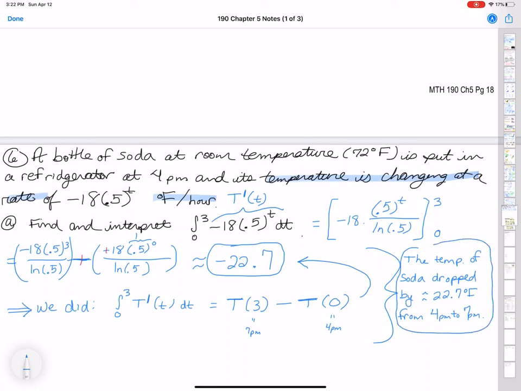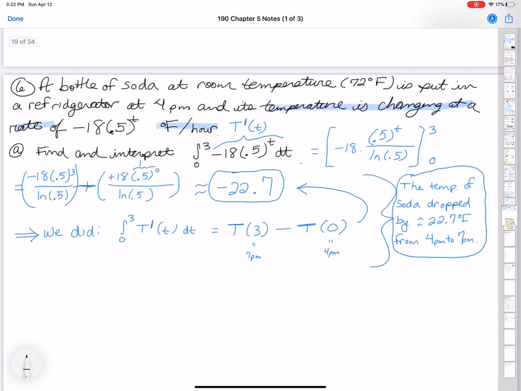Again, this whole notion of the second part of the fundamental theorem says it's giving us the net change in the antiderivative function. So the net change in the temperature, because that's the antiderivative of the rate of change of temperature. So the net change in the temperature over that 4 p.m. to 7 p.m. Then let's just add one last little part to this.